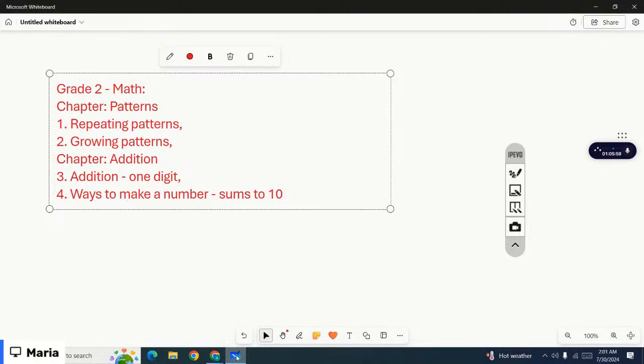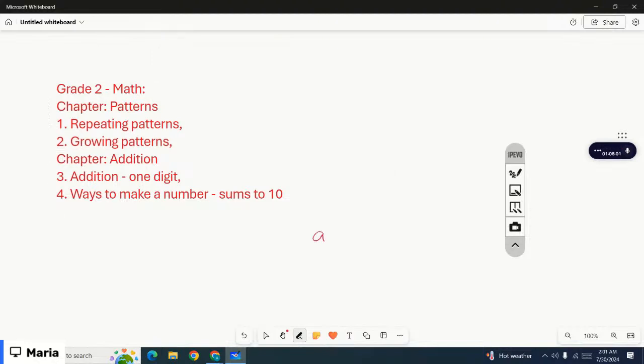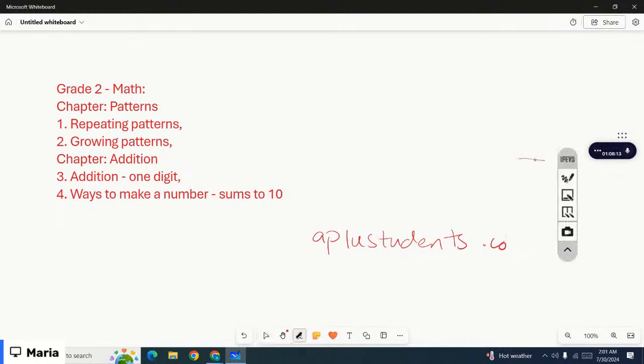We are here for grade 2 math. You can find all the lessons on aplusstudents.com. Log in using your email address and password as provided by the administrator. Then you have to select math from the subject tab.